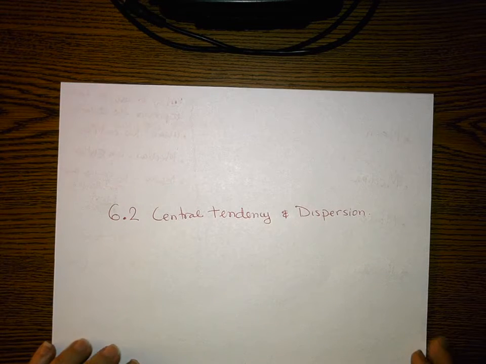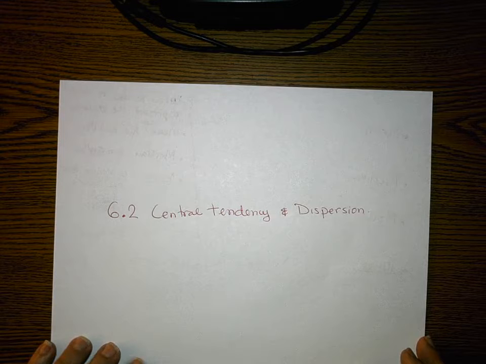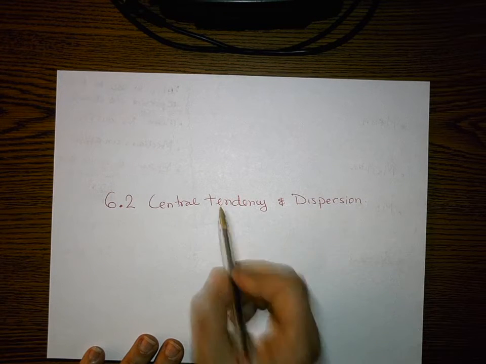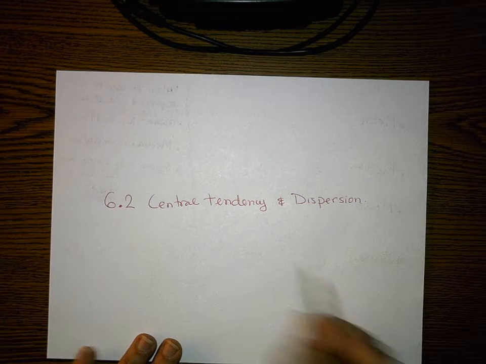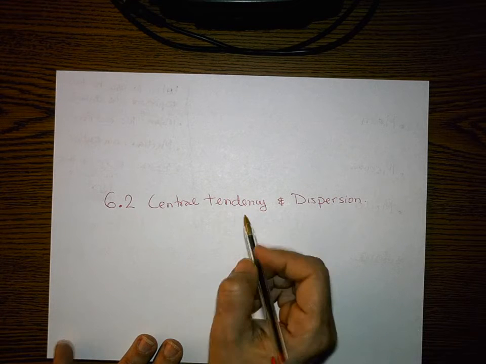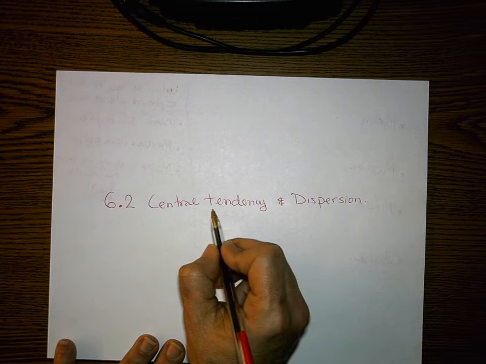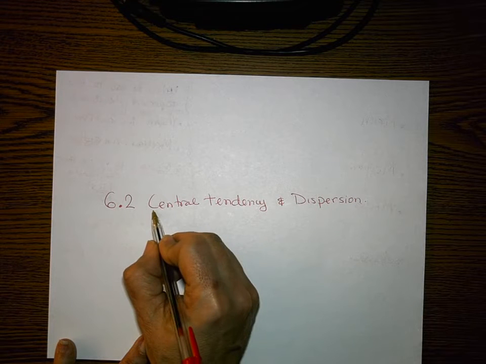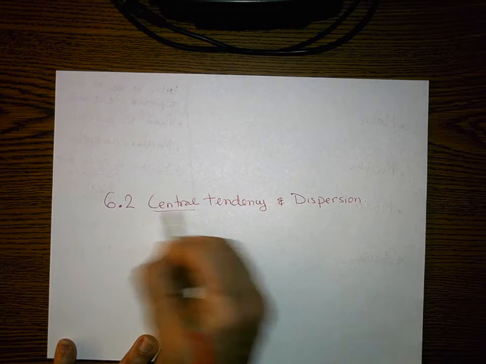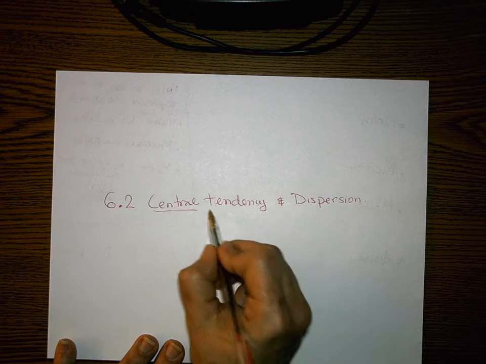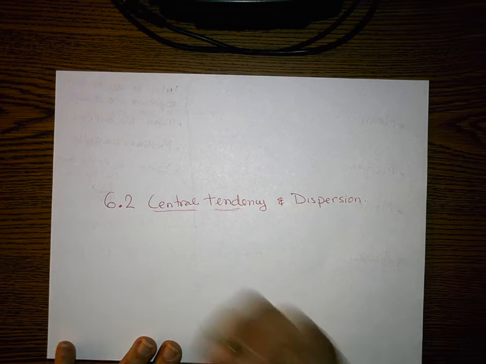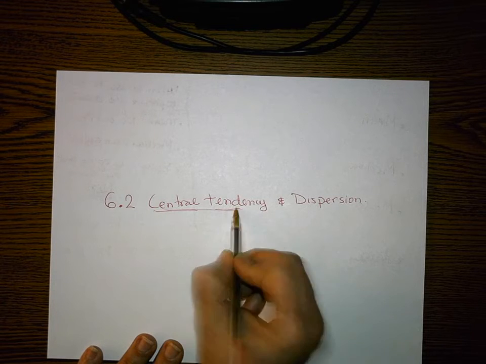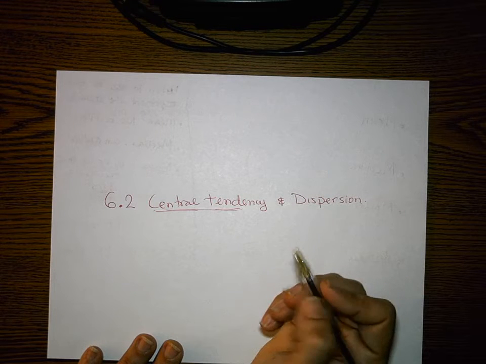All right, so here is 6.2, central tendency and dispersion. So we want to do some calculation, and you have done this before, where we have a data set and we can see where this data set, what is the center? That's why we call it central. What is the center of this data set? Where does it tend to go? What number does it tend to go to? So we want to find this central tendency of a data set.